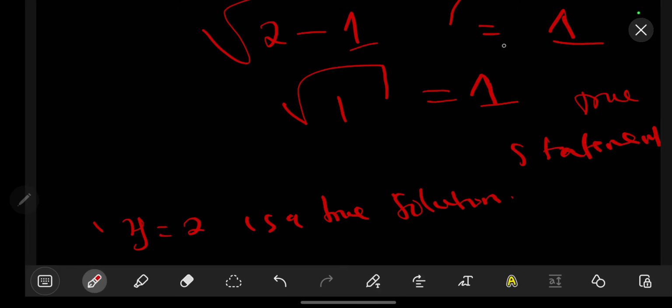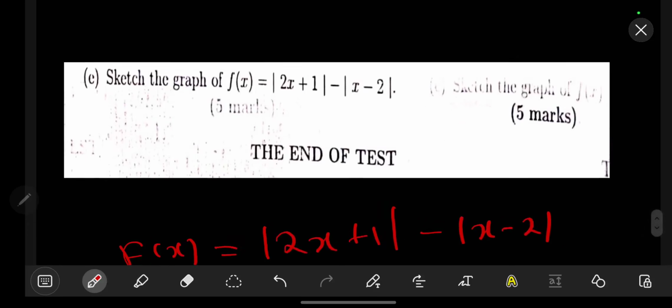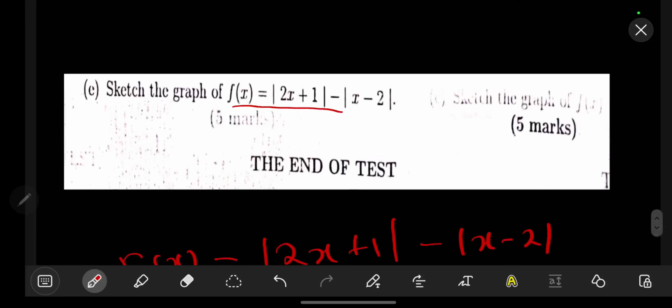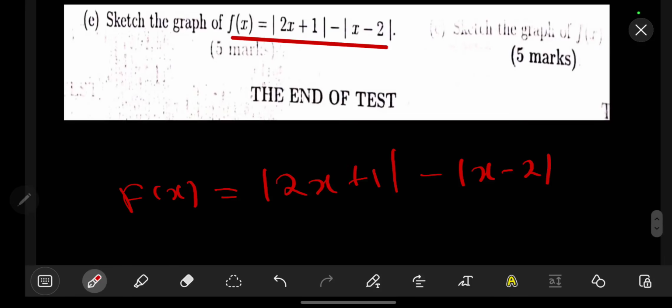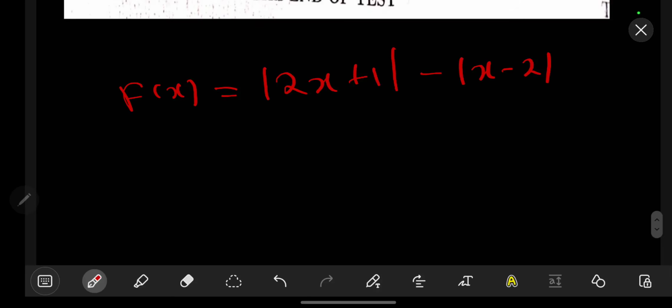Let's look at our last question. Our last question is saying sketch the curve of this. So we have two moduluses. So how do we do this? We are going to be redefining our equation by forming a piecewise function.